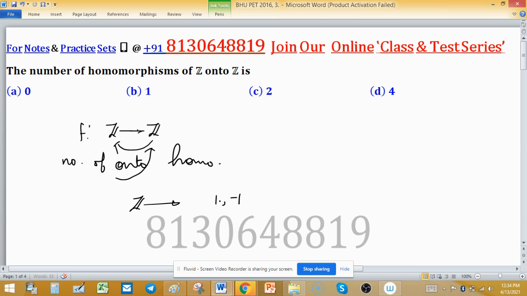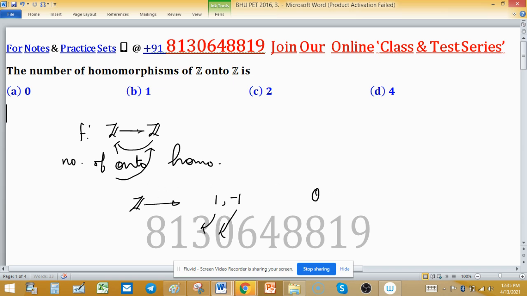Homomorphism, normally we understand, preserves algebraic structure, meaning either plus or multiplication, or any other algebraic structure. It means that if elements of the domain follow some rule, then their images also follow the same rule. So the number of onto homomorphisms will exist if these two elements generate the image.